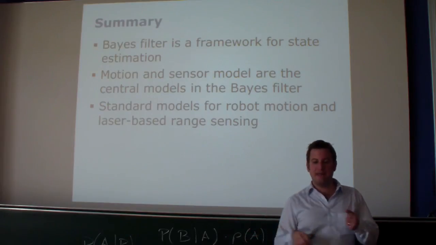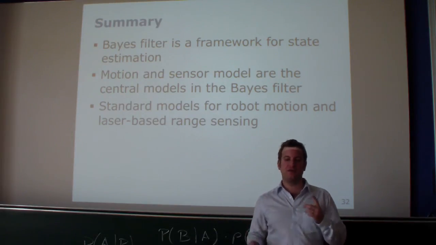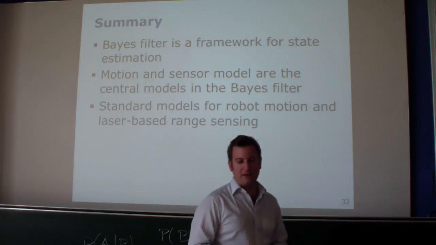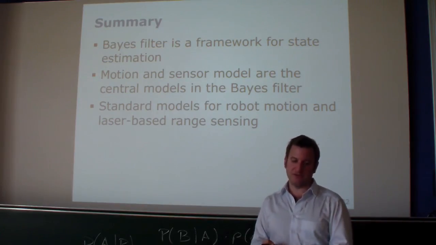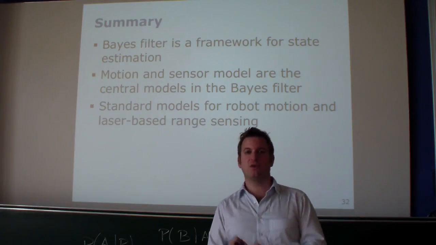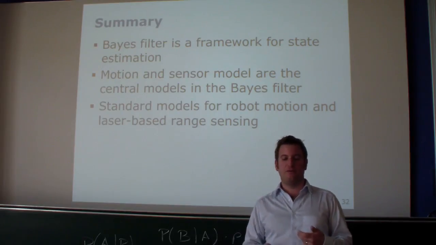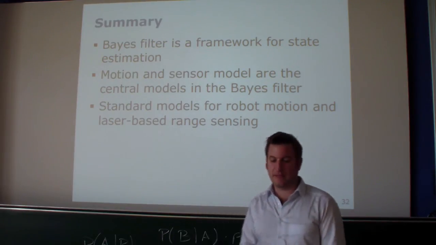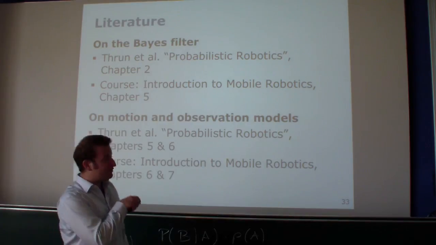Okay, so to wrap up this quick introduction to the Bayes filter, the Bayes filter is a framework for state estimation. There are different realizations of how to actually implement it, and one of them, the Kalman filter, we will look at in a few minutes. In order to implement the Bayes filter, you typically need two kinds of models. One is the motion model, which is used for the prediction step, and the other is the sensor observation model, which you use in the correction step to compute your belief. I very quickly looked into some of the standard models for laser-based range sensing, for dense maps and for feature-based maps. If you want to know more about them, or if you find the Bayes filter less familiar than you thought, here are a few references you can look into.